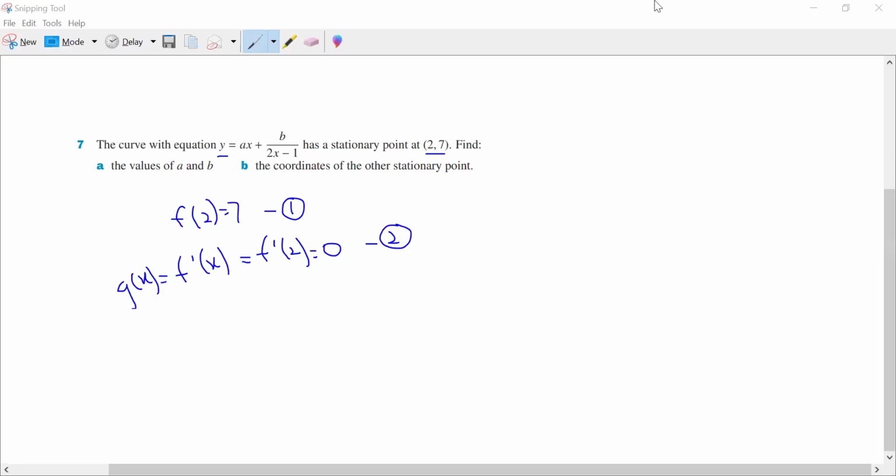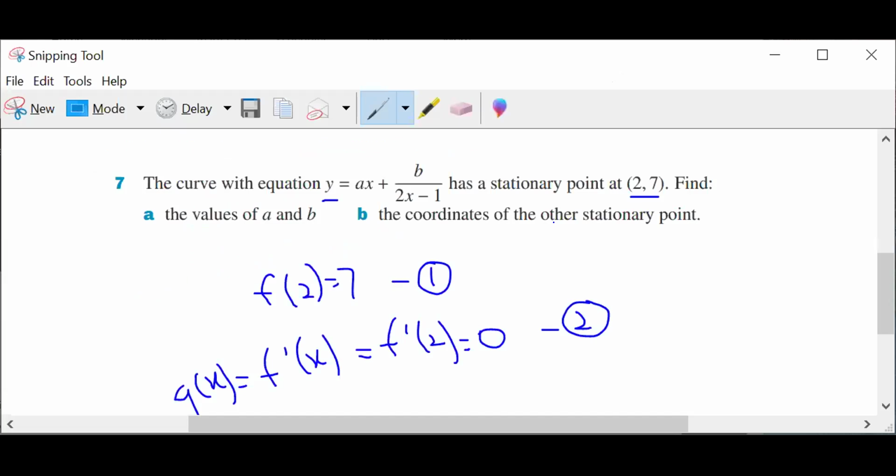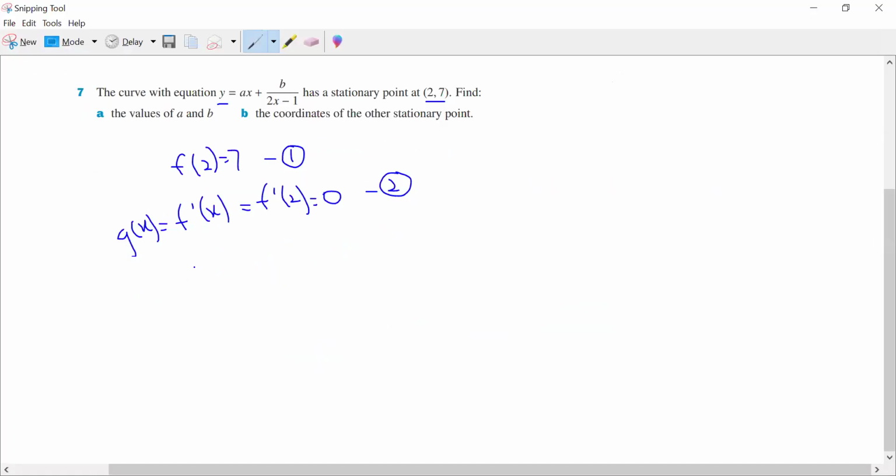And you get a equals 2 and b equals 9. So if we jump back to the workings here, let me quickly share the screen. Basically we've got our a and b. In this case we've got y equals 2x plus 9 over 2x minus 1. So that one is done.